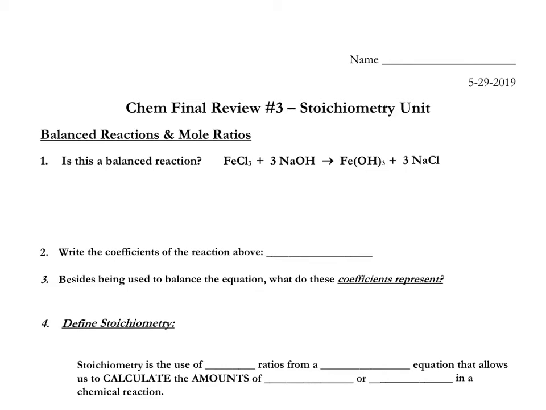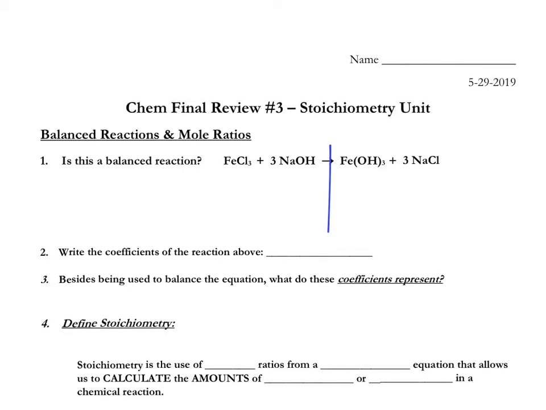So, easiest way to do this is to just count. Okay, we have our arrow. Separate the products from the reactants, and we'll count the atoms that are on the left side compared to the atoms that are on the right side. So let's take a look at it.